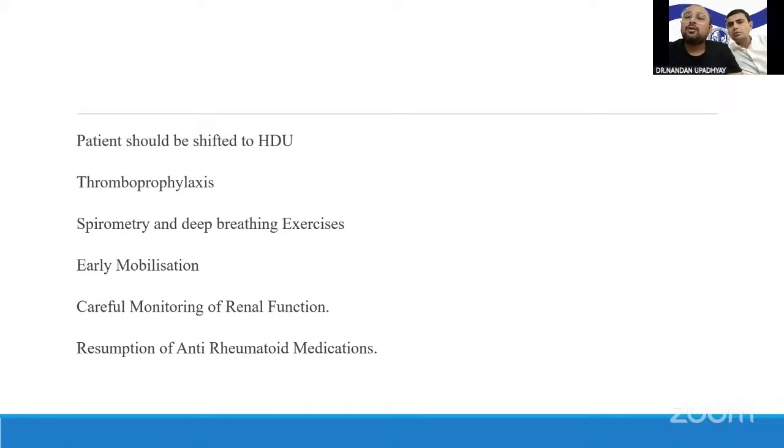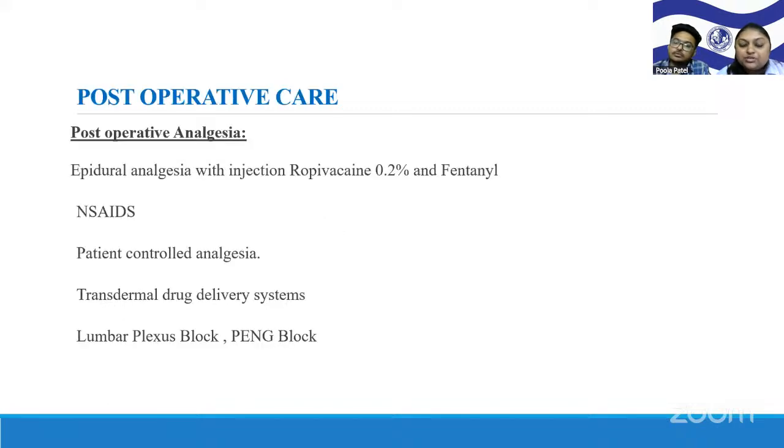What is PENG block? Sir, PENG block is a pericapsular nerve group block. It can be used for analgesia for hip surgeries or hip fractures, sir.